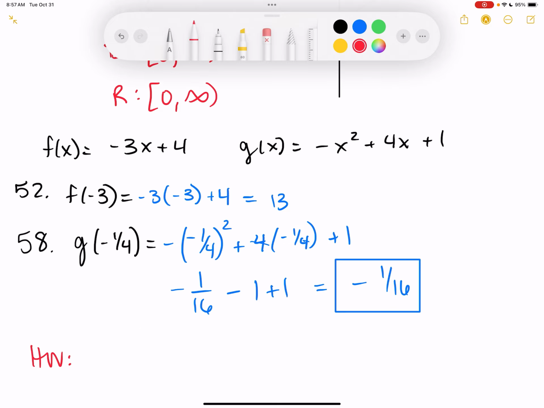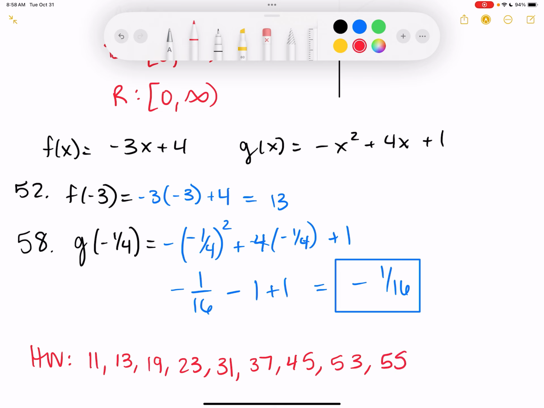So your problems are, go back and make sure I don't give you anything we didn't do: 11, 13, 19, 23, 31, 37, 45, 53, and 55.